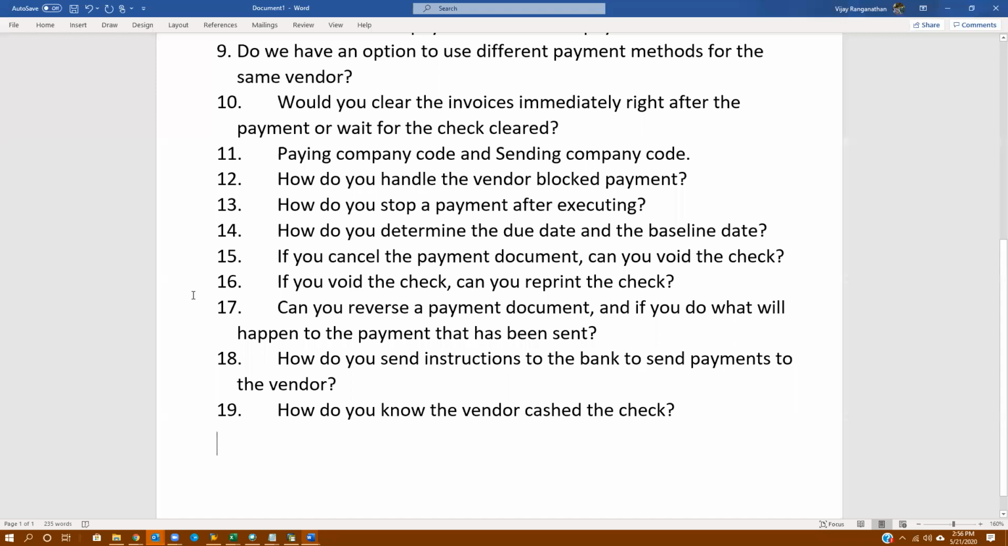So it is the confirmation of that. Okay. So basically what he's trying to say is once the vendor encashes the check, that is when the money is actually going out of your bank account, right? Until then, you still have the money, even though you paid the invoice and cleared the vendor.